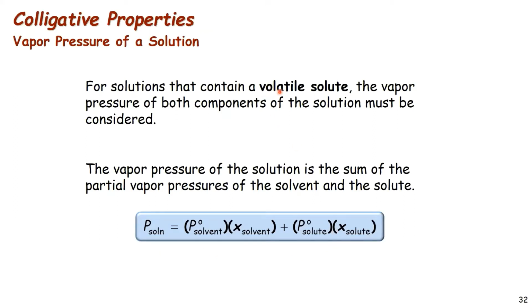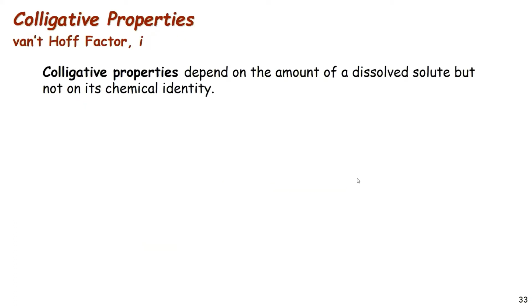So we have two Raoult's law equations, one for a non-volatile solute, which basically was just this first part right here, right? And then if we had a volatile solute, we had to add this additional part to account for the vapor pressure of the volatile solute. Okay, any questions?